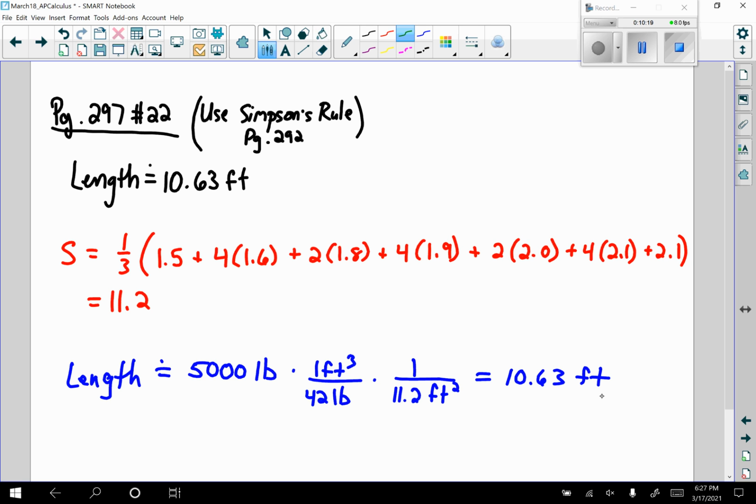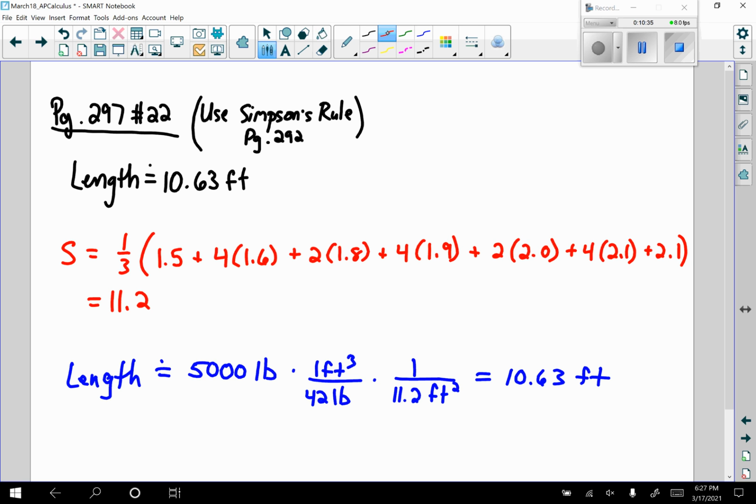Because we're trying to get length, which is in feet here, we take the converting unit, which is 1 cubic foot. We kind of invert it for every 42 pounds, so that's going to get rid of the pounds. Well, we want to end up with just feet, not cubic feet, not square feet. So we would just take that.